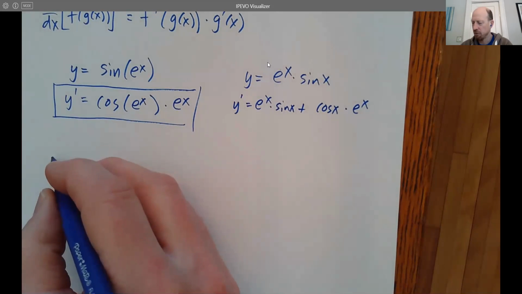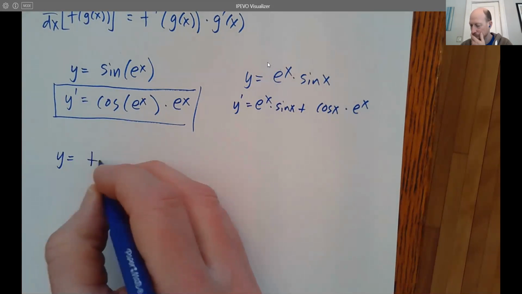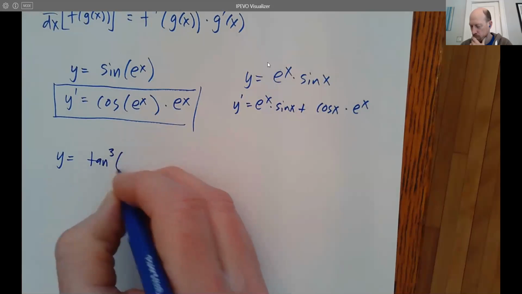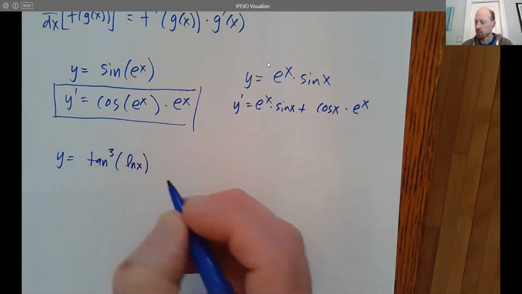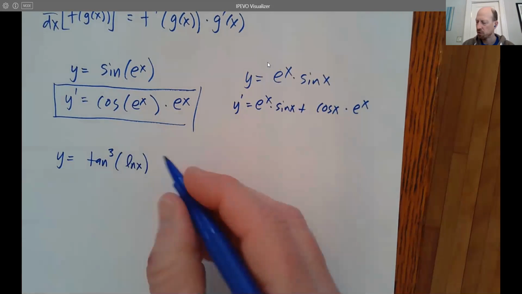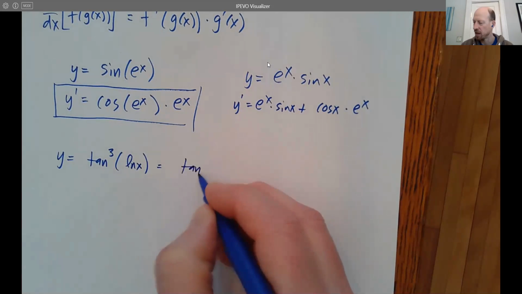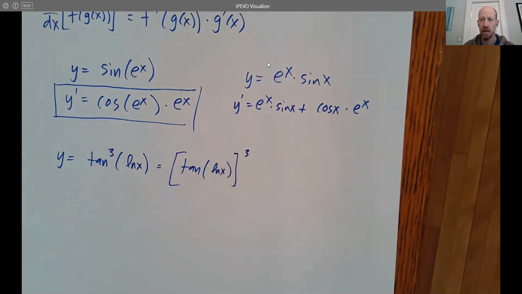One type of problem that often gives students some trouble is like this kind of thing. This cubed, when it's written here, really means the tangent of the natural log of x, cubed. And I think for a lot of students, it's easiest to actually write that out so that you can see the structure a little more clearly.